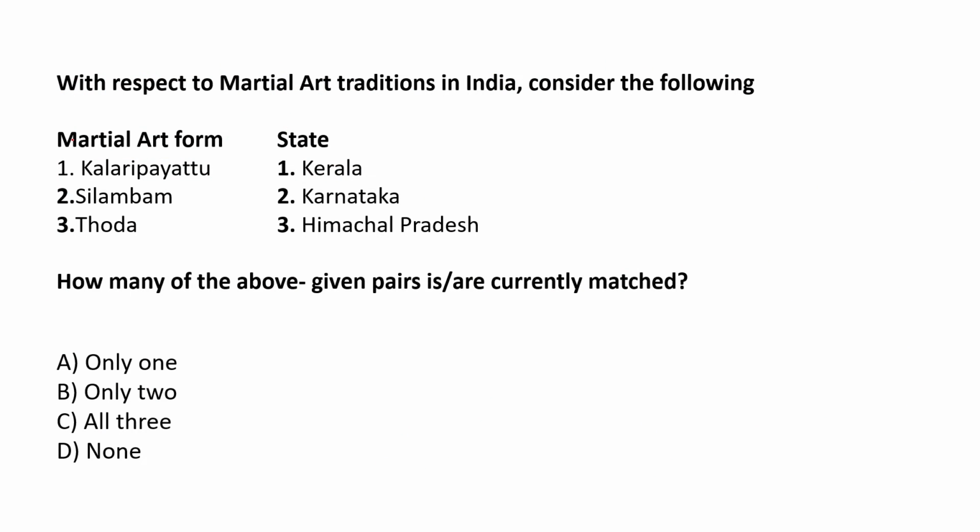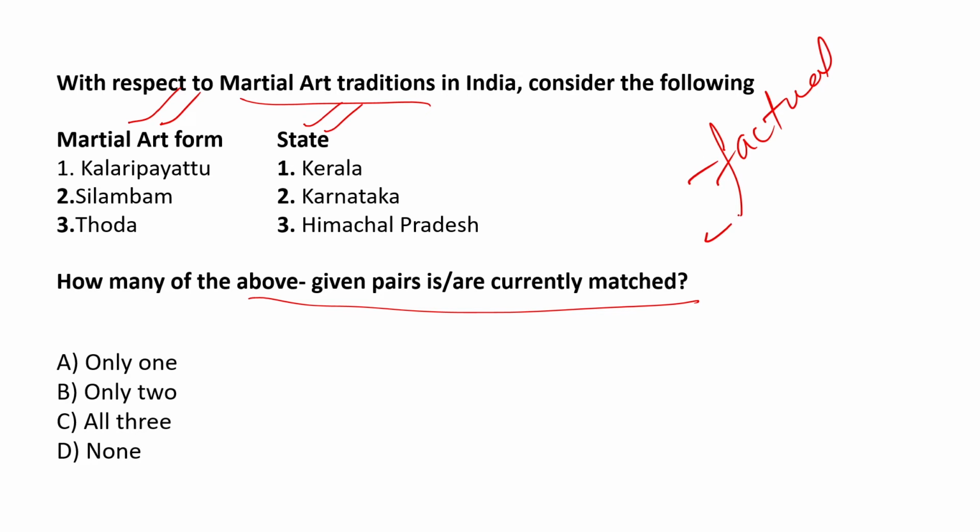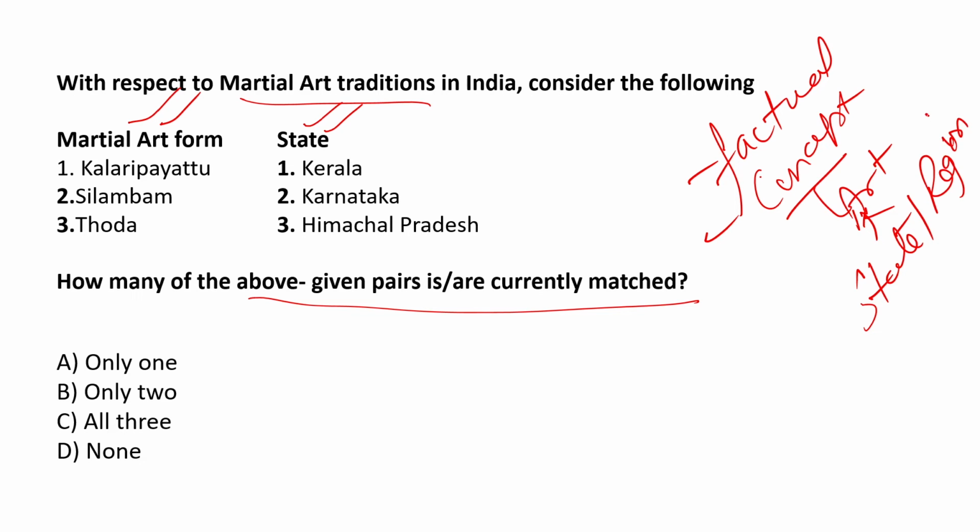Okay, the matching. This question has been framed in a match the following format. You have the martial art forms on one end and the state on the other, and with respect to martial art traditions, how many of the above pairs are correctly matched. So it is factual, plus the concept is the art, that is the martial art, and the state or region mapping. So if you know, you know; if you don't, you don't.